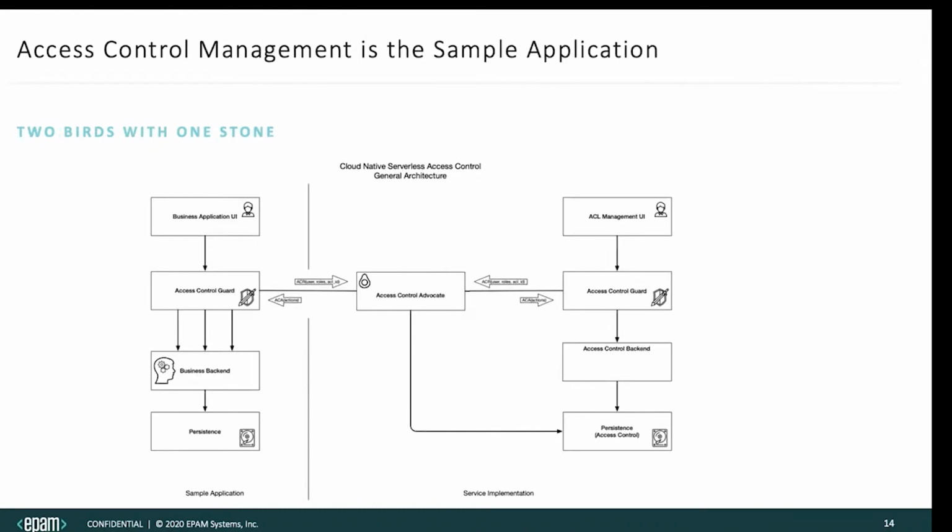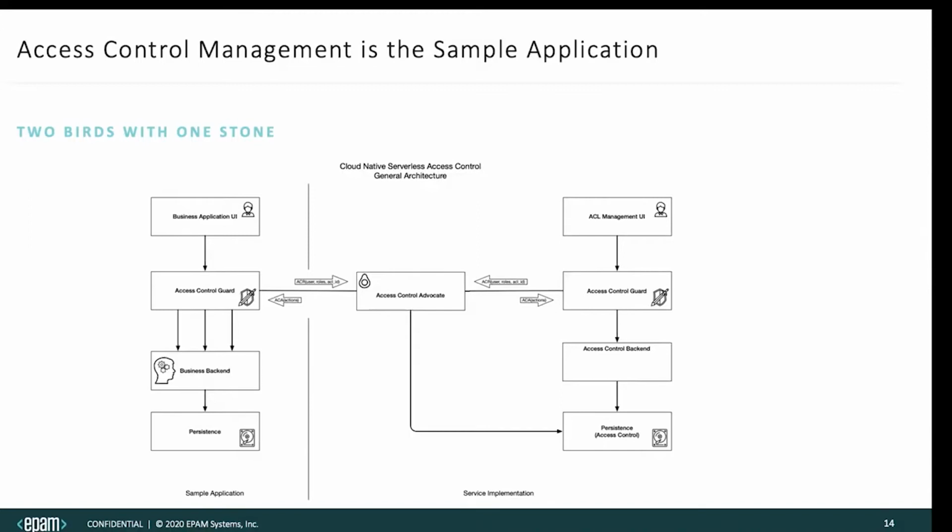The sample application that we were imagining: because we wanted to implement this, and obviously not just imagine an architecture and then dream about it, we wanted to have a business application which is controlled by a guard and the access control advocate. And then we were thinking, okay, we need some application, what can it be? And we realized that if we want to manage the policies, then we need a management application which manages the policies.